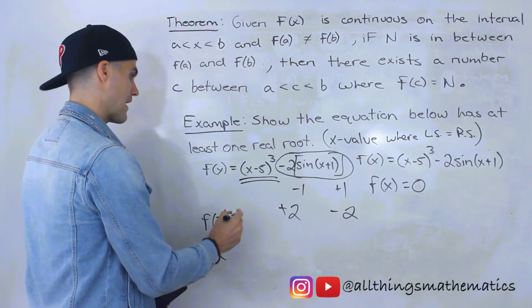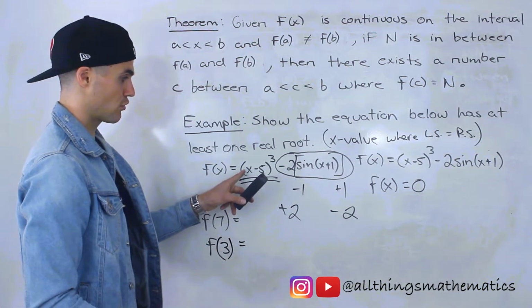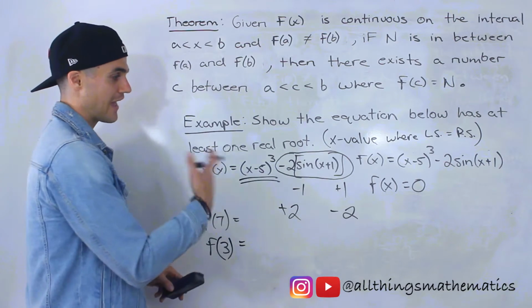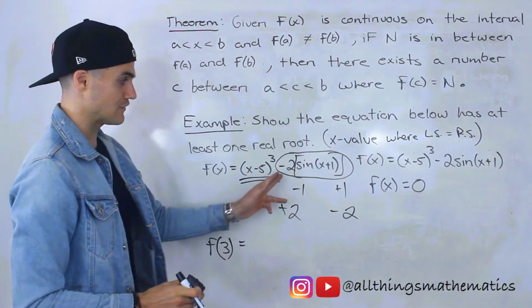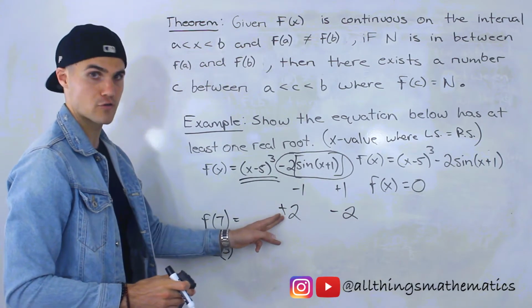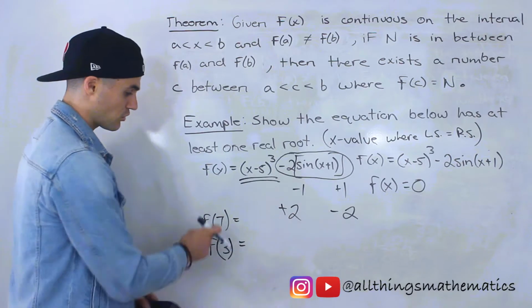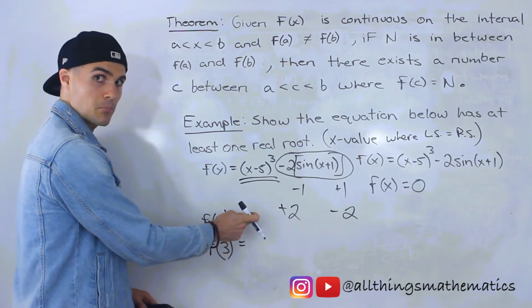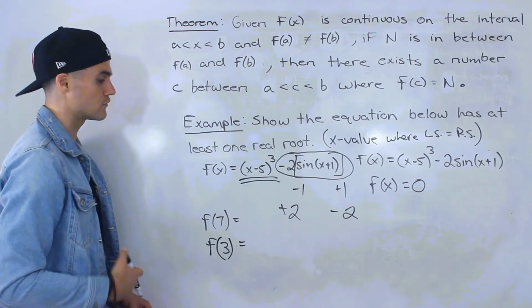So notice that 3 would work, because 3 minus 5 is negative 2. Negative 2 to the power 3 is negative 8. So we'll have negative 8 here for this entire expression. And then even if this takes its maximum value of positive 2, negative 8 plus 2 would give us negative 6. So this x value is guaranteed to give us a positive y value. This x value is guaranteed to give us a negative y value.